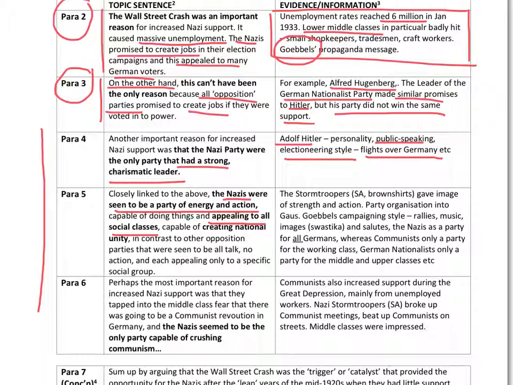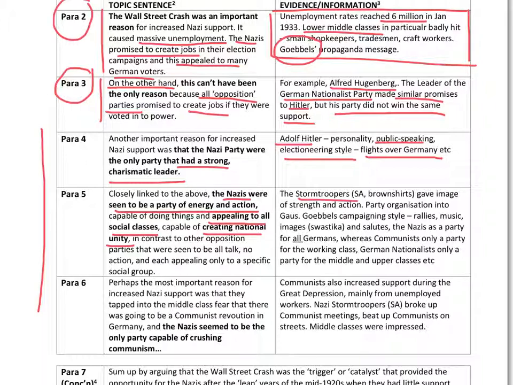And why? Because they focused on national unity. The other parties tended to focus their message on promises that would appeal just to that one section of the population where they got most of their votes, where the Nazis tried to appeal to all Germans by emphasising national unity. Okay, so there's your main point. You probably want to spend longer on that paragraph because there's quite a lot to say. Lots you can bring in to back it up.